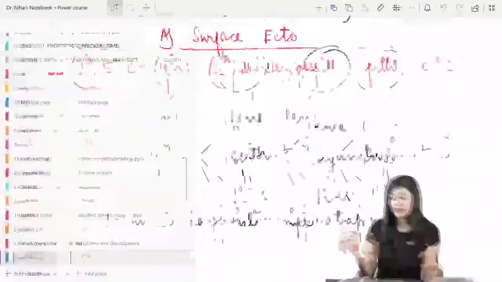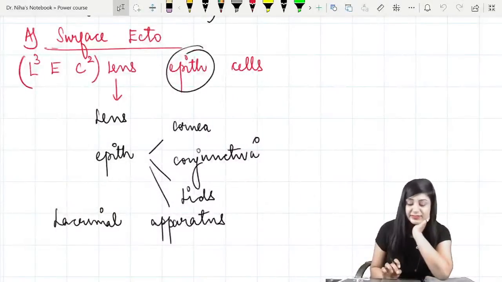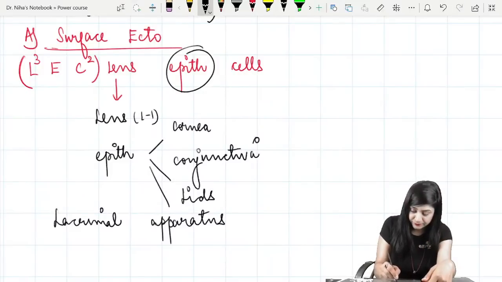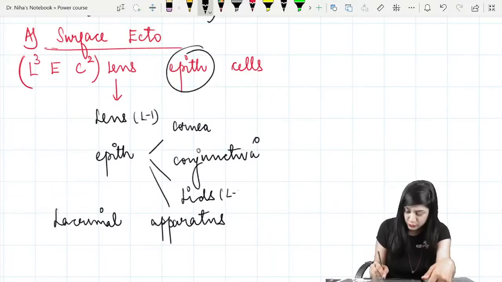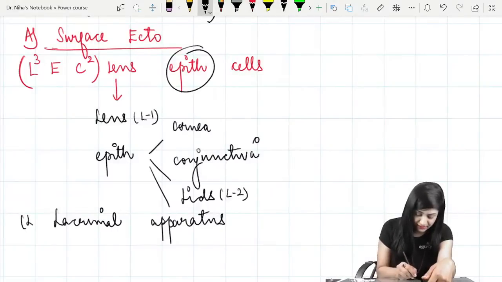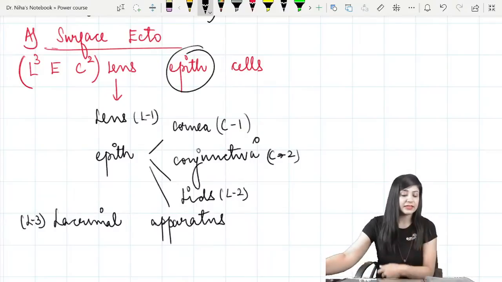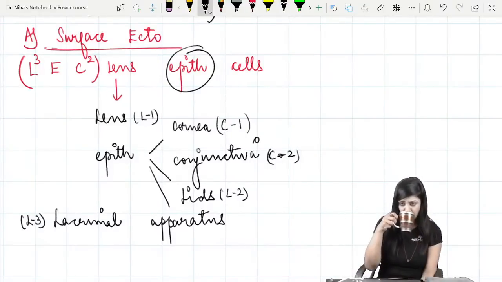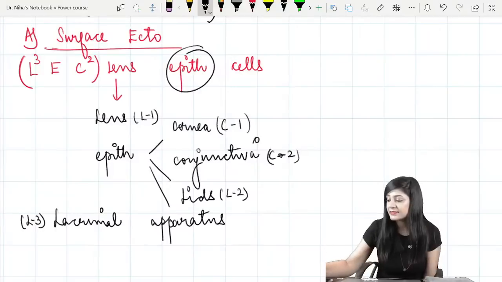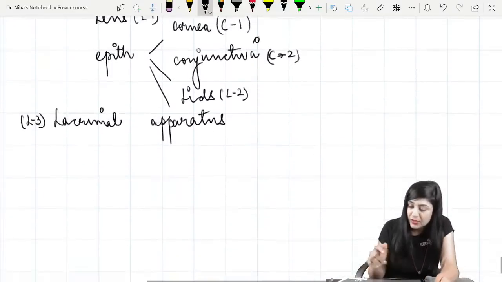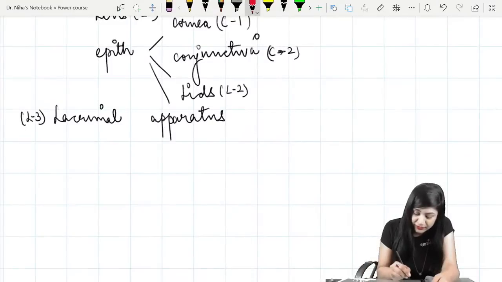Epithelium of the cornea and conjunctiva. This is the surface ectoderm. L3. So this is L1, then we have L2 and then we have L3. Then C1 and C2. So this is your lens epithelial cells, guys, written. Please see. Moving towards the second one.